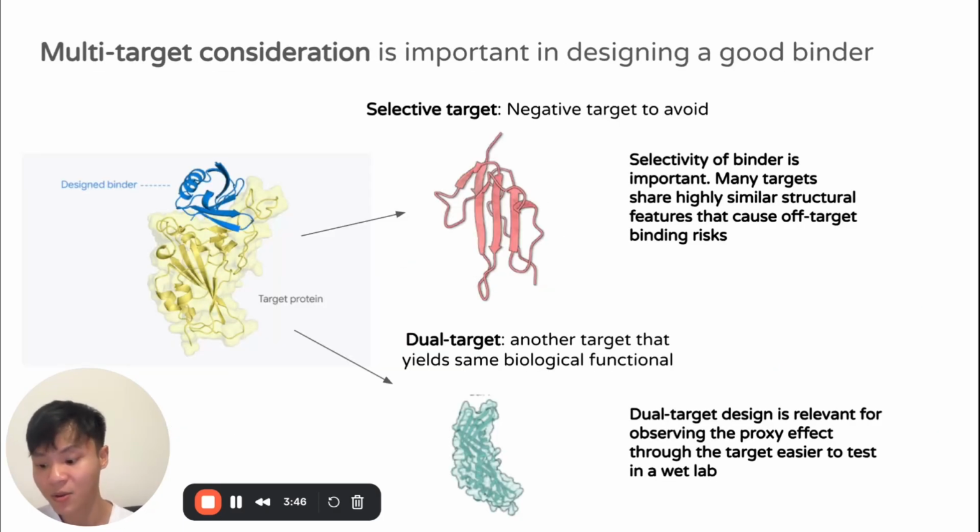So in this hackathon, there are two main use cases that mostly benefit from this framework. One is to design selective targets, which is very important for binders that cause off-target binding risk. The other is to design binders towards dual targets, which addresses the Adaptyv Bio challenge, relevant for observing a proxy effect through the easier target to test in a wet lab.